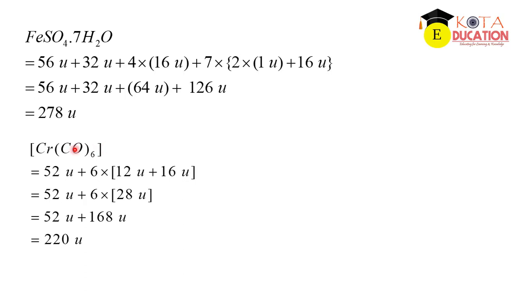Similarly, if there is a coordination complex like this, don't worry about it. We just have to write the atomic mass of each and every element and add them. We will get the molecular mass of this Cr(CO)6. The molecular mass of Cr(CO)6 comes out to be 220. Here 12 is the atomic mass unit of carbon and 16 is the atomic mass unit of oxygen.